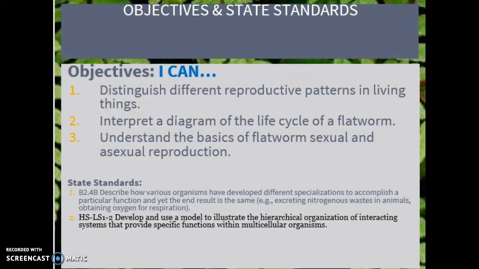So our I can statements today are to distinguish reproductive patterns in living things. We're going to look at the life cycle of a flatworm and understand the basics of flatworm asexual and sexual reproduction.